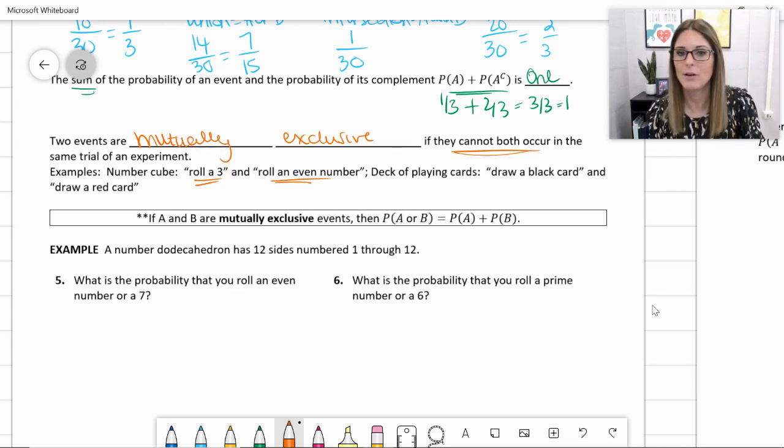Another example, playing with a deck of cards, I can draw a black card or a red card. Two separate events. They do not overlap. They don't share any outcomes in common. It's either black or red. There's not any cards that are black and red.